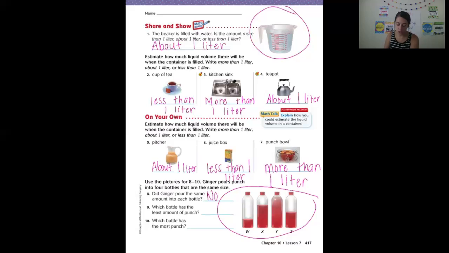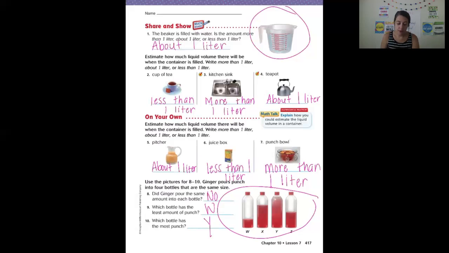Now let's look across. Which one has the least amount of punch? Least means smallest. Which one has the smallest amount of punch? If you said W, you are correct. W has the least. Which bottle has the most punch? Look across the bottles and see which one has the most. If you said Y, you are correct again.